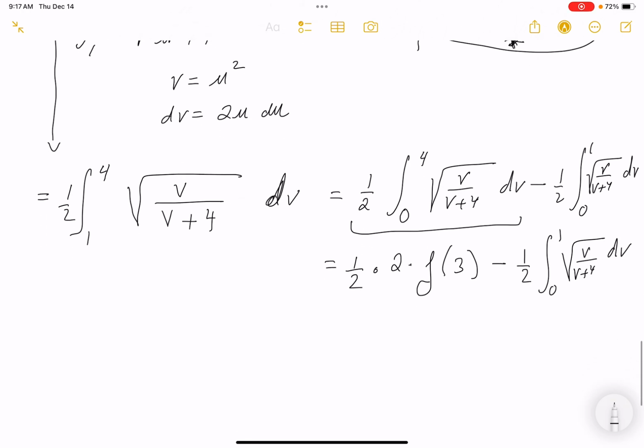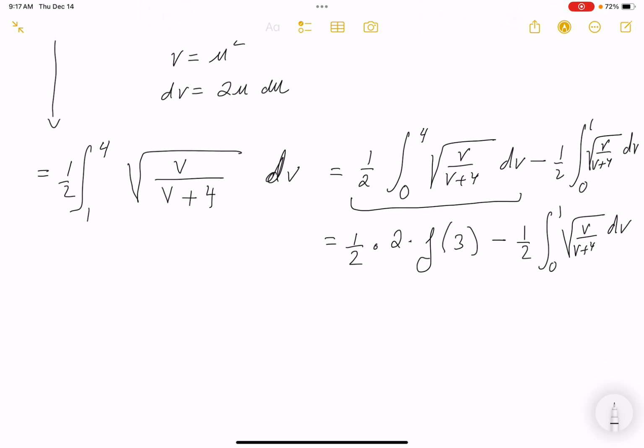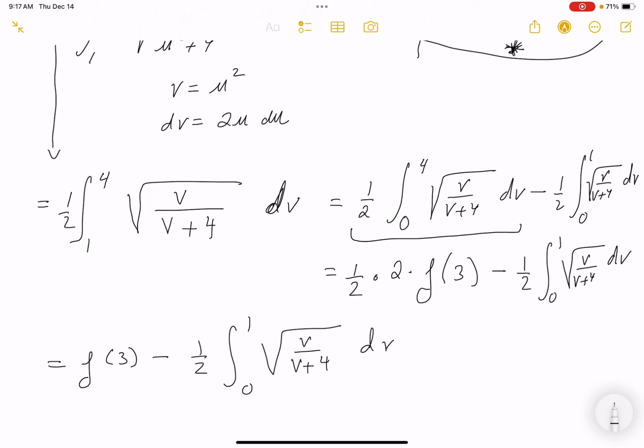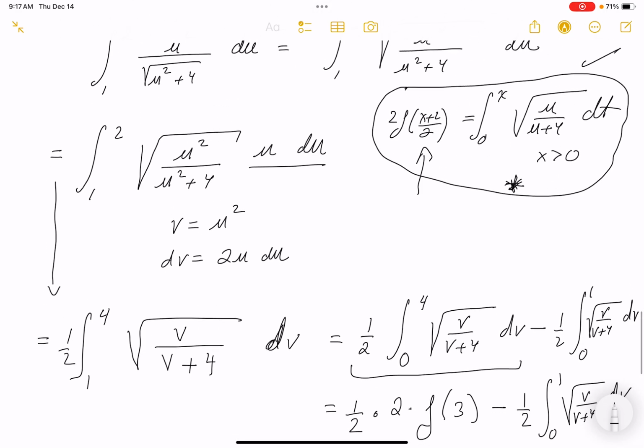All right? So I'm going to write something down over here. I can write this first term down: 1/2 of 2 is 1, so just f of 3. But now I'm looking at this remaining integral. It's 1/2, 0 to 1, and then I have the root of v over v plus 4 dv. And that also looks familiar to me, by the way. What do I mean by that? It looks like this one again.